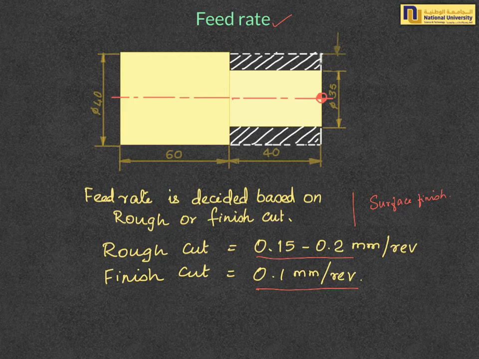When it comes to the milling machine, the feed depends upon the cutter, the number of cutting edges or number of cutting teeth used in the cutter. So, overall, the feed rate basically depends upon the requirement of the surface finish which is given in the drawing. To summarize, for a rough cut you can use 0.15 to 0.2 mm per revolution, and for a finish cut you can go with 0.1 mm per revolution.